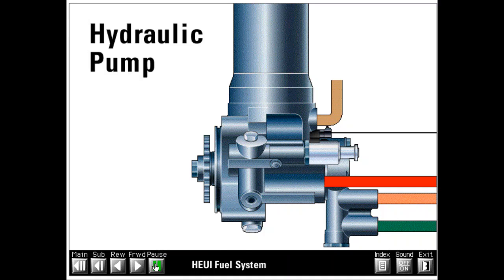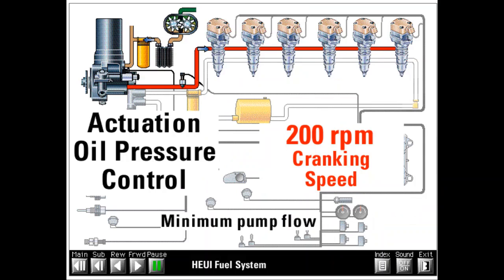Now let's look at how actuation pressure is controlled. The hydraulic pump is a fixed displacement axial piston pump. The flow of this pump is directly proportional to engine speed, minimum pump flow is at cranking speed. The pump is sized to produce adequate flow at the two most demanding conditions: hot starting and low RPM lug.